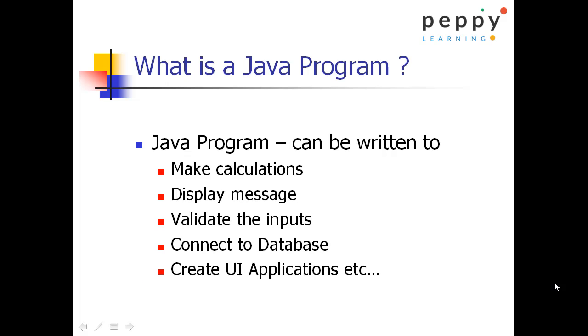What is a Java program? Java program is called a standalone program. You can write a Java program to make some calculations, display messages, validate inputs, connect to a database and create UI applications. You can do a lot more than this.